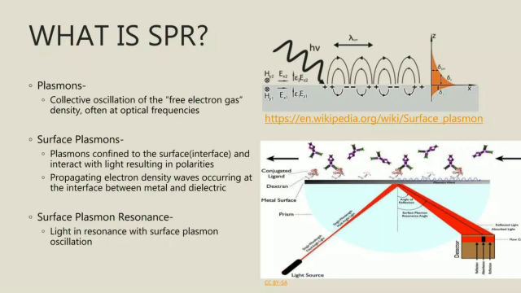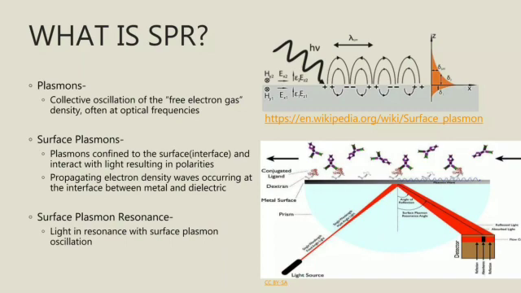Surface plasmon resonance is a phenomenon that occurs when polarized light hits a metal film at the interface of media with different refractive indices, in which plasmons are collective oscillations of free electron gas. The term surface plasmon means these plasmons are confined to the surface and they interact with light, resulting in polaritons.